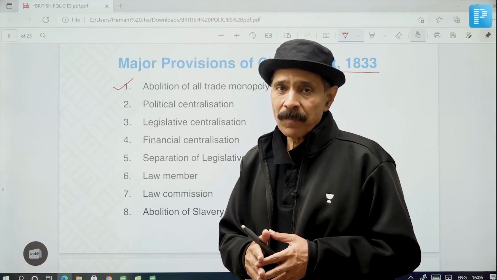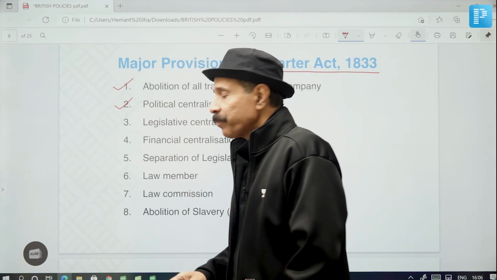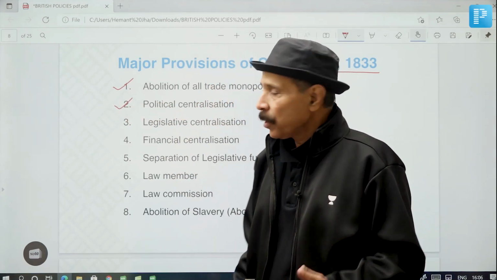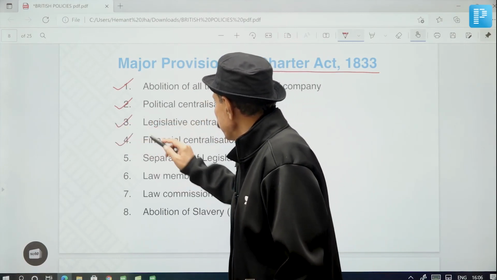Next one, political centralization. This act is known for centralization in three fields: political, legislative, and finance.